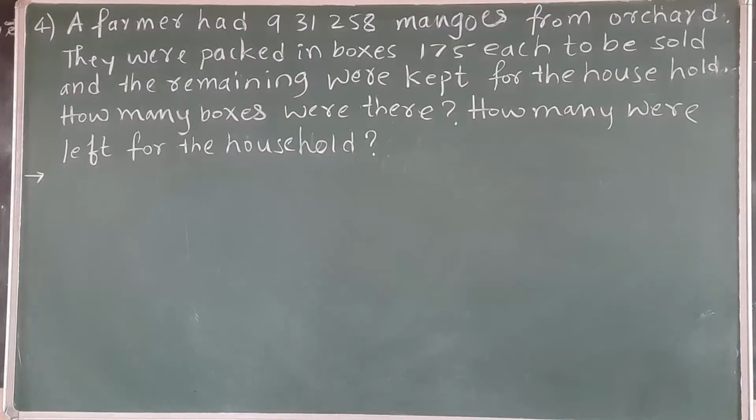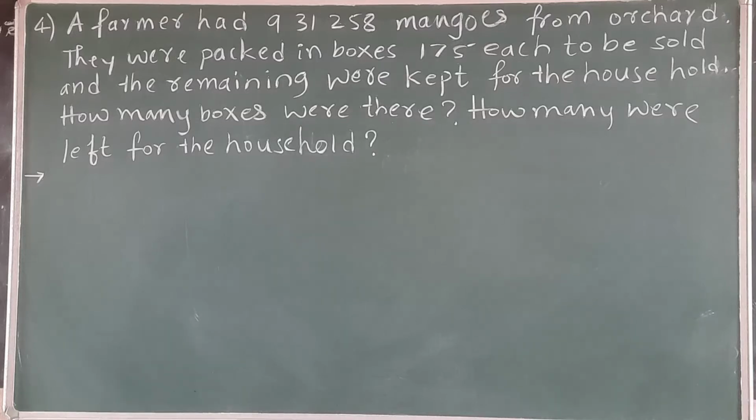A fourth one: a farmer had 9,31,258 mangoes from an orchard. Orchard means garden or mango farm. They were packed in boxes, 175 each, to be sold, and the remaining were kept for the household. How many boxes were there? How many were left for the household?